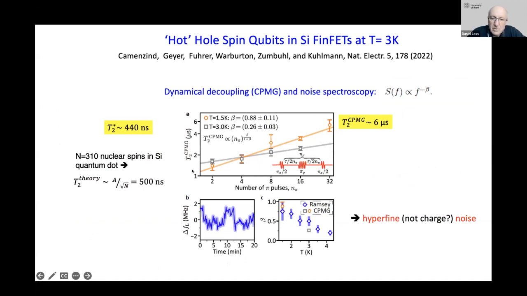So in this plot here, there is echo technique used to prolong the coherence time from 440 nanoseconds up to about 6 microseconds. And from this analysis, one can deduce that the coherence is limited, or this T2 star is coming from nuclear spins in silicon, which agrees well with theoretical estimates. So it's at this point rather hyperfine, not charge noise. I will come to this later in my talk.